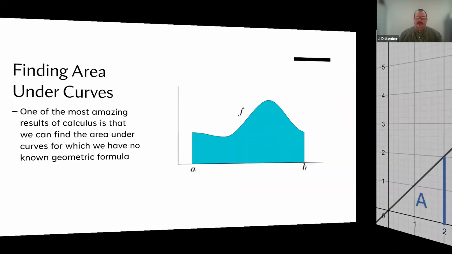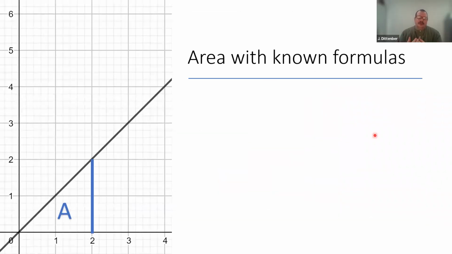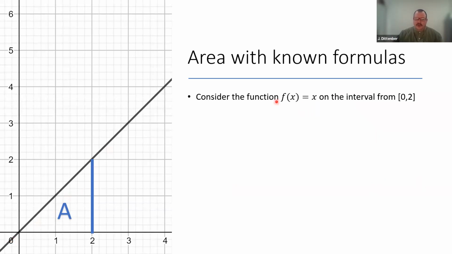Okay, so how do we do it? Well, you think about areas that we can find already, areas that we know. So if I have a function like this one here, which is f of x equals x, so just the line of symmetry, and I'm interested in the area under the curve on the interval from 0 to 2. So on this interval from 0 to 2 under the curve, you can see that the curve naturally just forms a triangle.